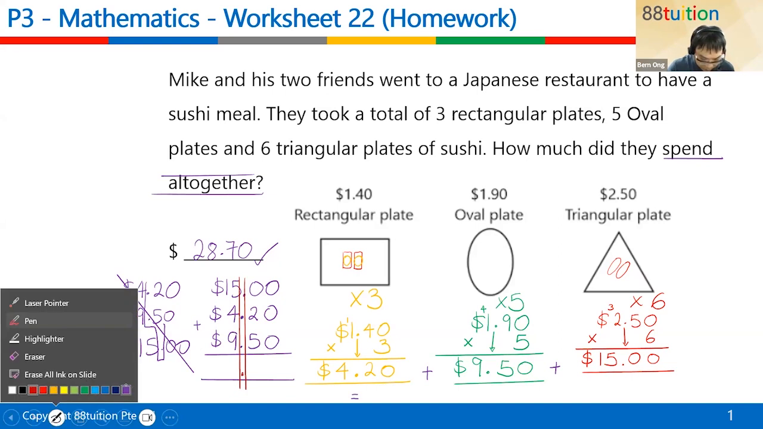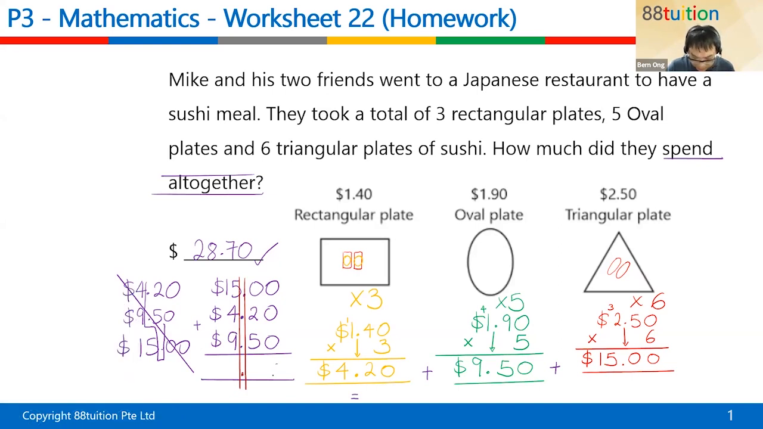That's very important, children. So 0 plus 0 plus 0 is 0. 5 plus 2 is a 7. 9 plus 4 is a 9, 10, 11, 12, 13. 13 plus 5 is a 18. Put a 1 on top. That's why it's $28.70. That's how the 3 of them got the answer.